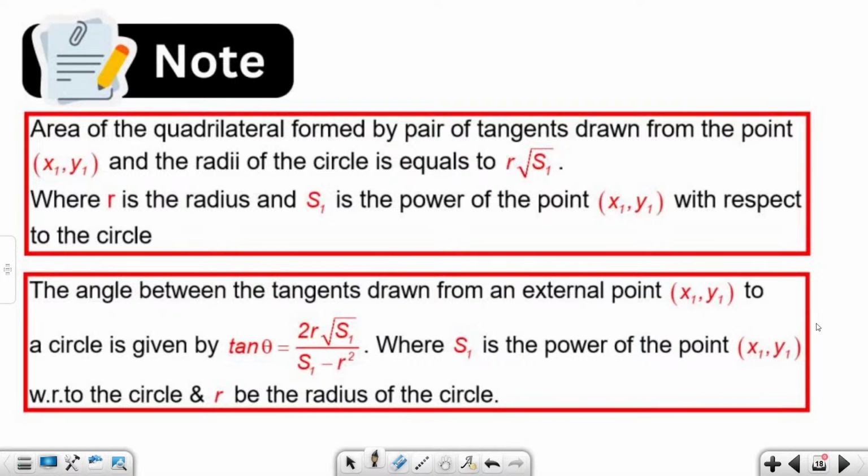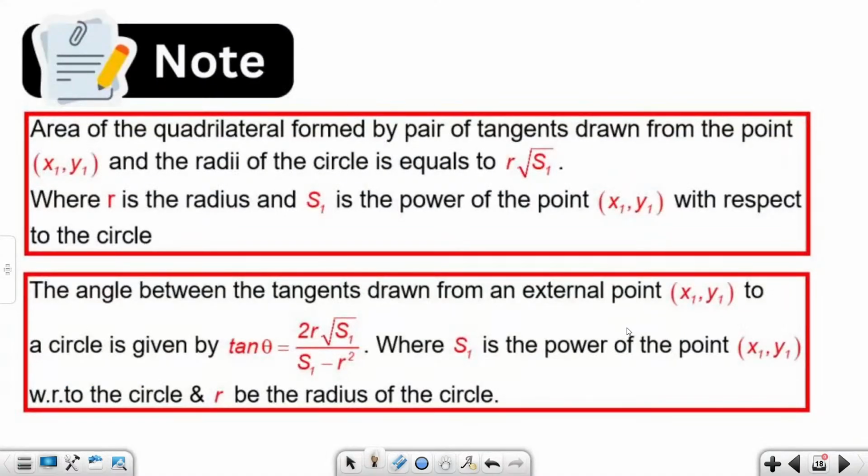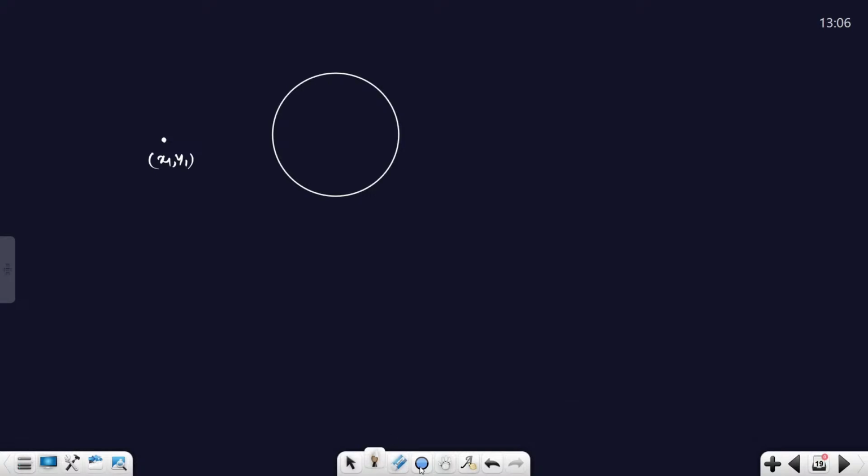It is that the area of the quadrilateral formed by the pair of tangents drawn from a point x1, y1. Let me just draw what they have said. There is a circle, and there is a point outside this circle which is your x1, y1. Clear? And what they have given you? The area of the quadrilateral formed by the pair of tangents drawn from the point x1, y1 and the radii of the circle is equal to whatever. That we will prove. So from the point x1, y1, we are drawing two tangents.